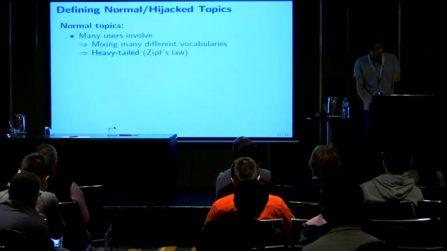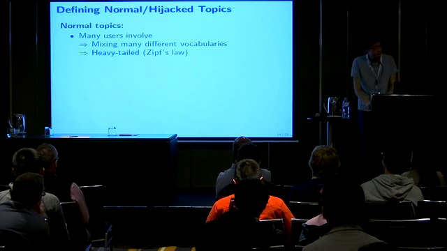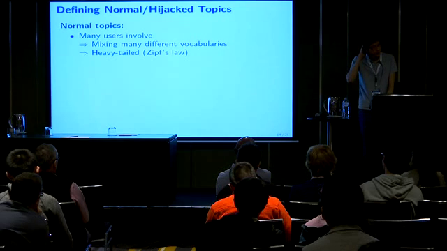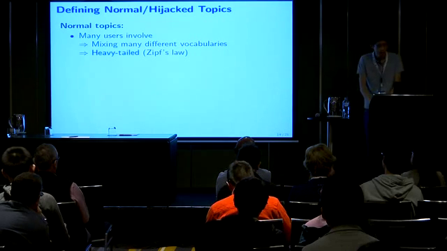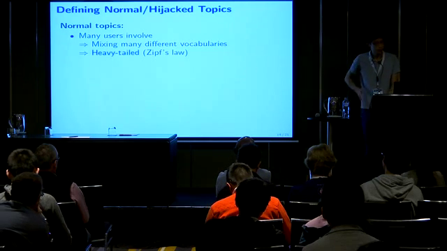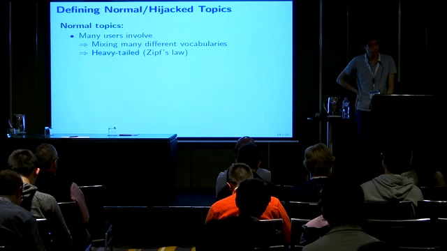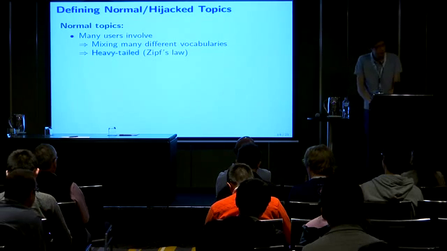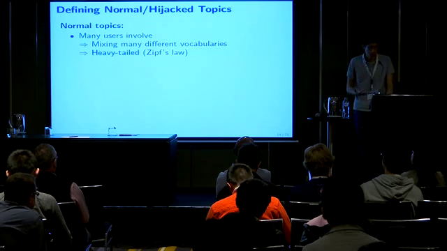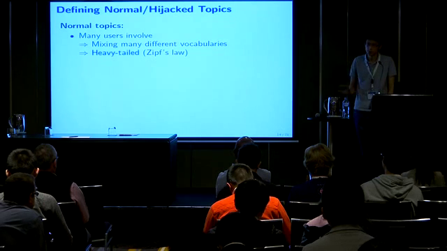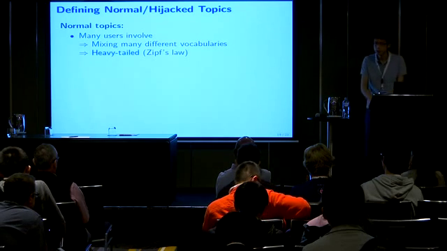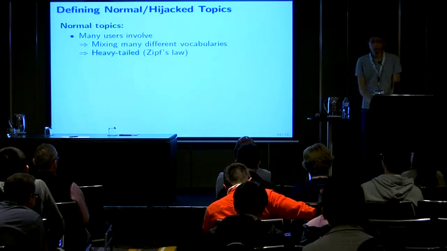Okay, so I would like to define what a normal topic is. In our intuition, in a normal topic, many users are involved because many users are interested in the topic. This means that the word distribution is a mix of many different vocabularies, because every user has different vocabulary. So the word distribution follows a heavy-tailed distribution.